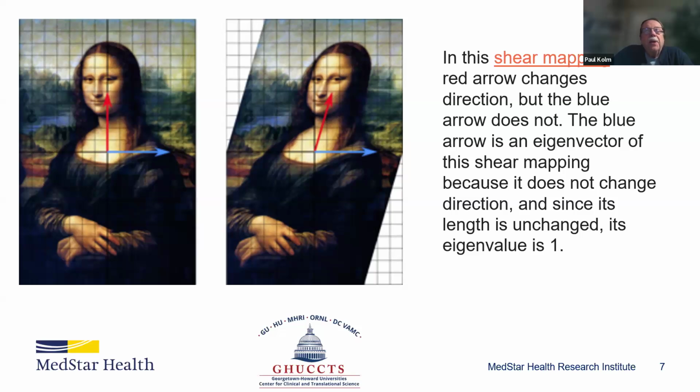In the right-hand side, though, we've shifted the axes. So now the picture looks slanted, obviously, where the red arrows now change directions, it's shifted to the right, but the blue arrow has not. It's still the same. And because it doesn't change direction, its length is unchanged. And in that case, if it doesn't change, its eigenvalue is 1.